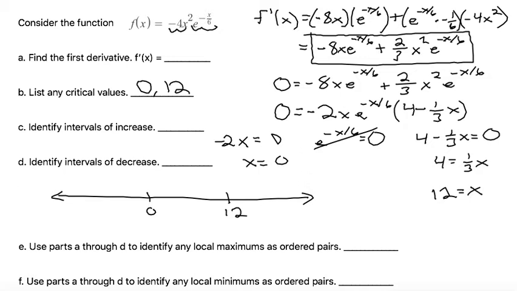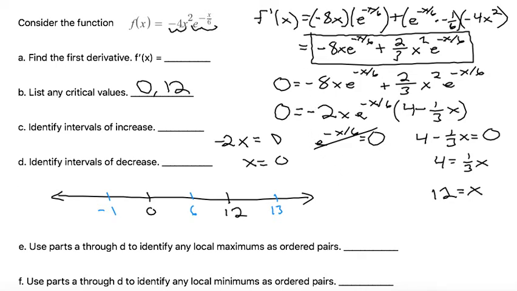So let me pick a few test points. If I pick something less than 0, for example, we could try -1. Something between 0 and 12, we could do 6, and something bigger than 12, we could do, say, 13. So for these test points, we need to find what is happening at the derivative at these test points.